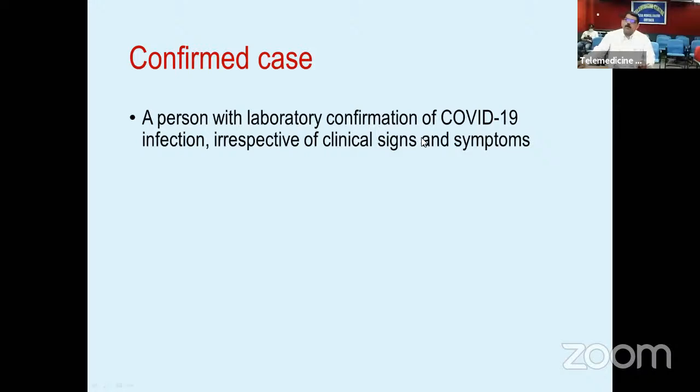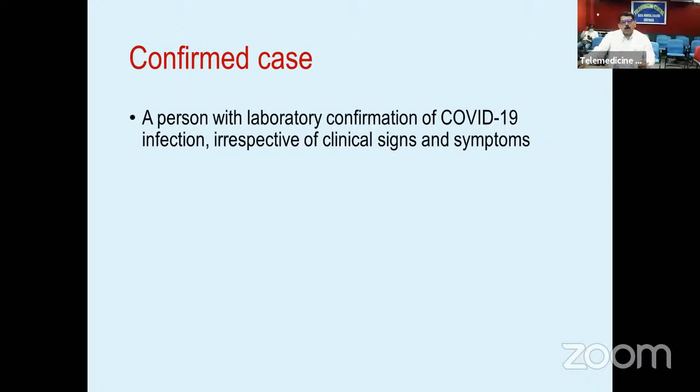And you know, now we have three types of tests. We are doing a rapid antigen test, we are doing a TrueNat or CBNAAT test, and we are doing an RT-PCR test. The most sensitive test is the RT-PCR test, that is also closed type, open type. And in the rapid antigen test, if somebody has come positive, it is positive, because it's a very specific test, but it's not sensitive. It may happen, you can miss some positive cases.